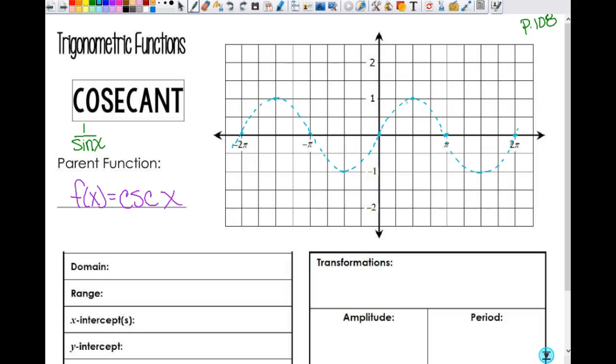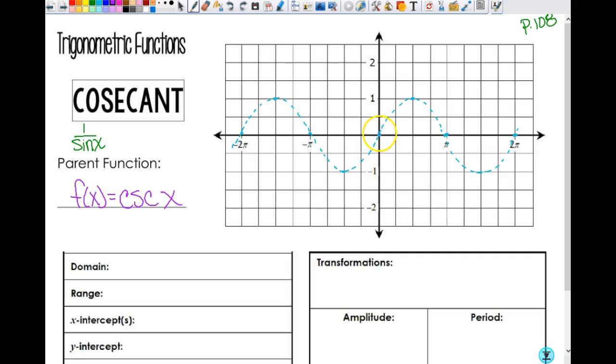Then we're going to go in. From this, we can graph cosecant. We can totally graph this. So I want you to think about the fact that it's just the reciprocal of sine. So if the sine of 0 is 0, what is the reciprocal of 0? Undefined. 1 divided by 0 is undefined. So how do you graph undefined? It's an asymptote, right?